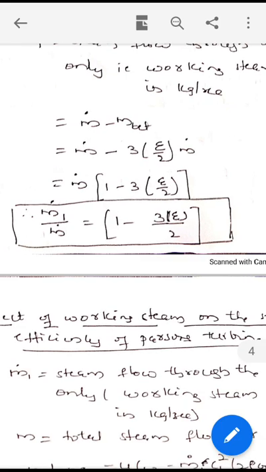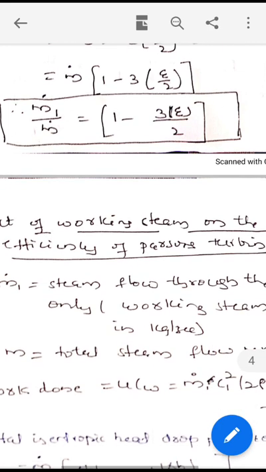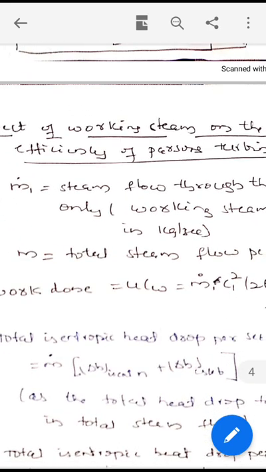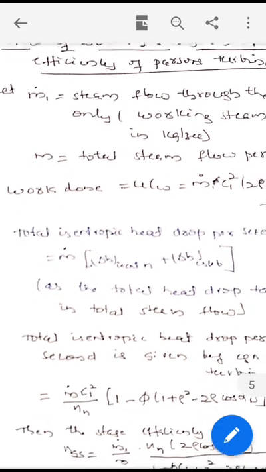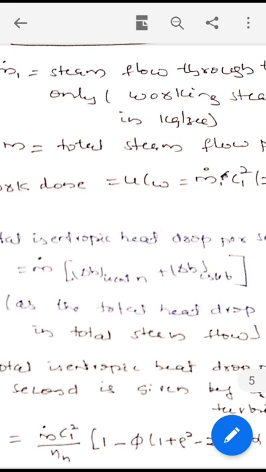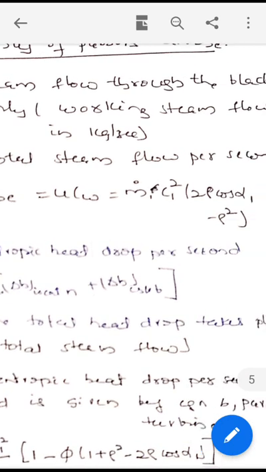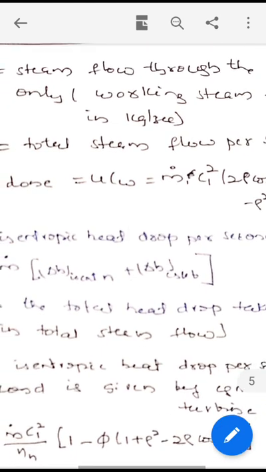This gives the ratio of working steam to the actual steam. Now we want to find the effect of working steam on the efficiency of the Parsons turbine. The work done on the blades is given by U into C_W = M1 dot C1 squared times (2 rho cos alpha 1 minus rho squared). So M1 dot is the actual steam flowing through the blades.